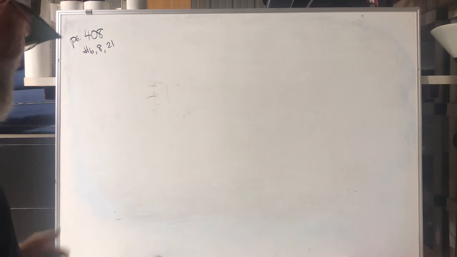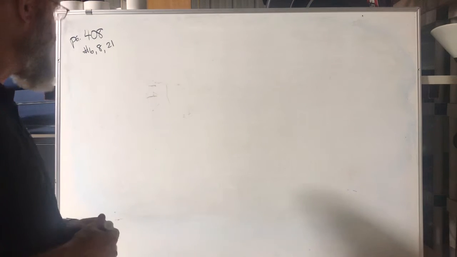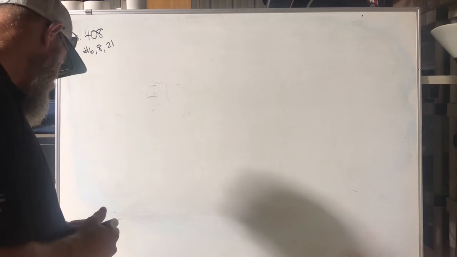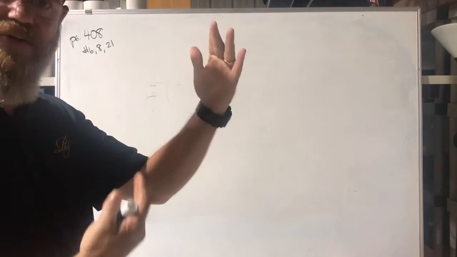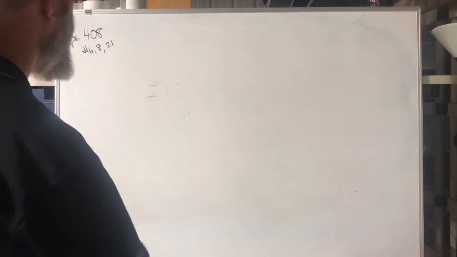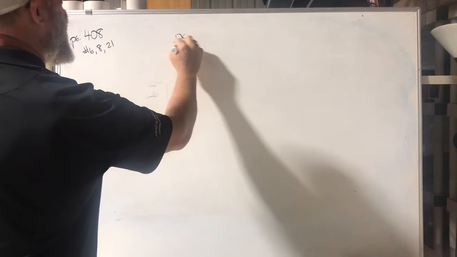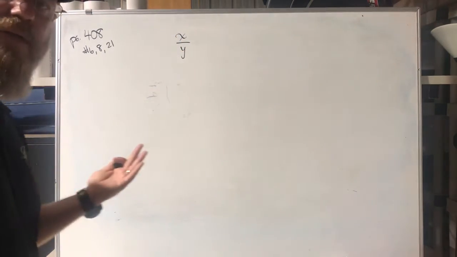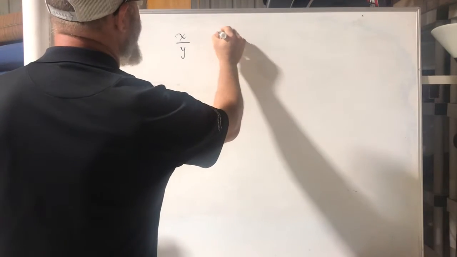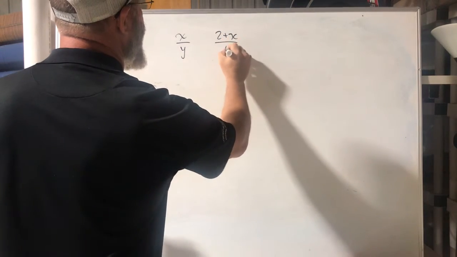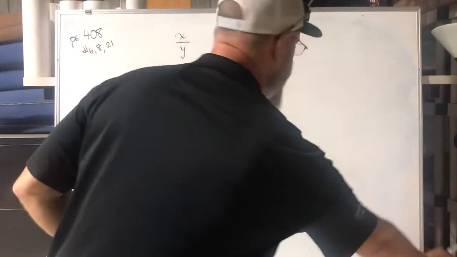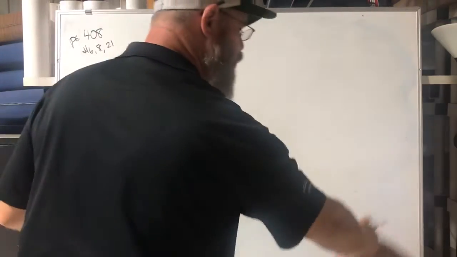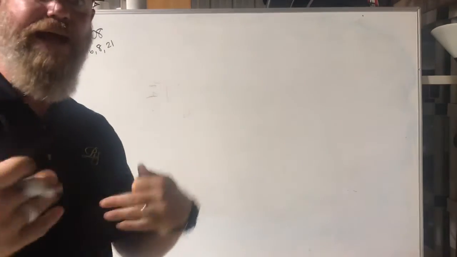So number 6 and 8, all they are is evaluating rational expressions. And a rational expression is a fraction with variables in it. That's what a rational expression is. So x over y is a rational expression. 2 plus x over 4, because we have a variable and a fraction, that's a rational expression, okay? So all a rational expression is, is a fraction with variables in it, okay?